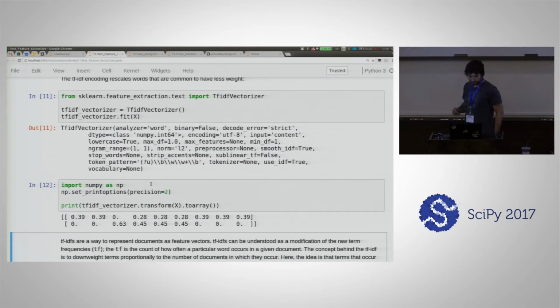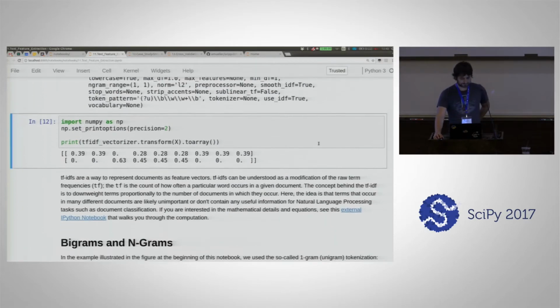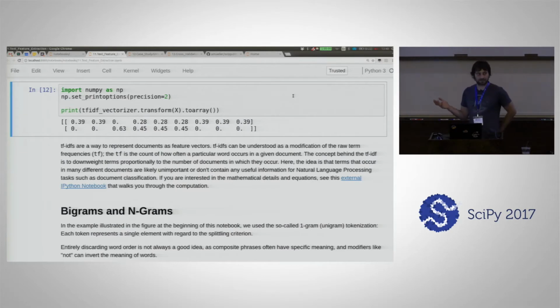For the first row, the words that appear only in the first row get 0.39, whereas the ones that appear in both get 0.28. For the second row, the ones that appear only in the second one get 0.63, and the ones that appear in both get 0.45. Basically we're just downweighting logarithmically things that appear very often. Sometimes that helps, sometimes it doesn't. It depends a lot on your data set and the structure of the data.